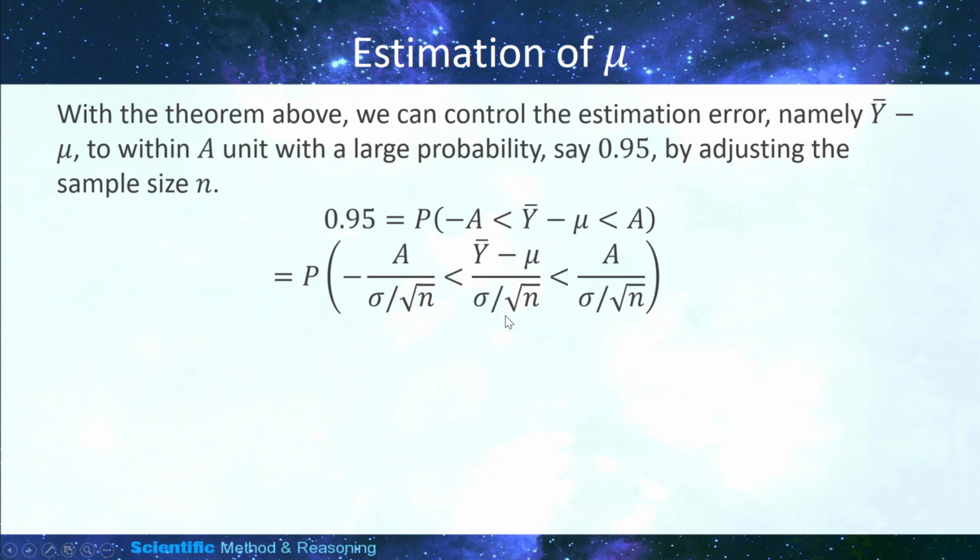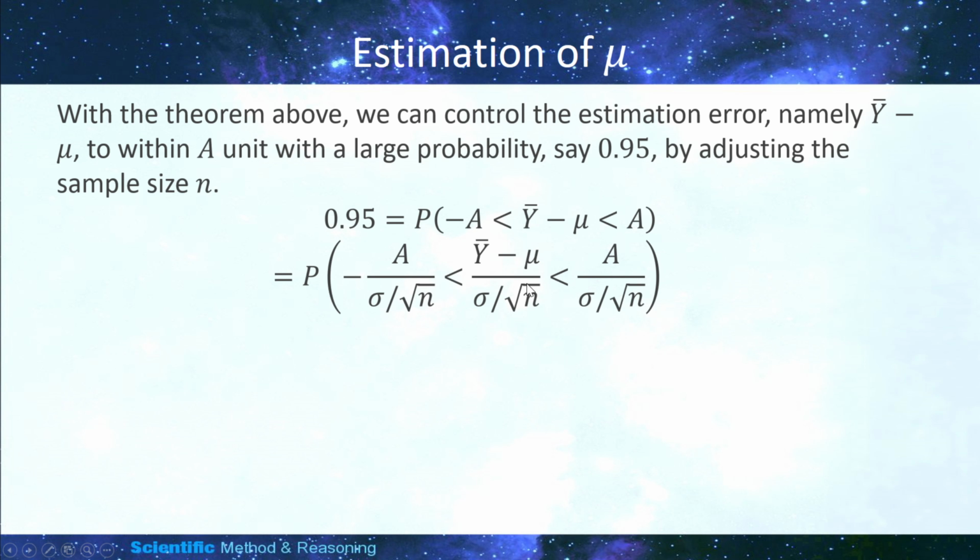Now we have this probability argument with two inequalities. Whatever we do to any entry, we will do the same thing to the other entries. For example, we divide the middle entry by sigma over root n. We do the same thing to the first entry by dividing minus a by sigma over root n, and on the right hand side we divide a by sigma over root n. This transformation will have no effect on this probability argument. It will remain unchanged.